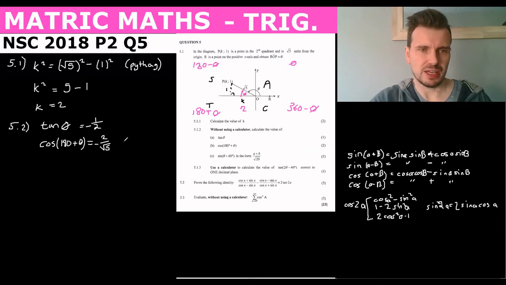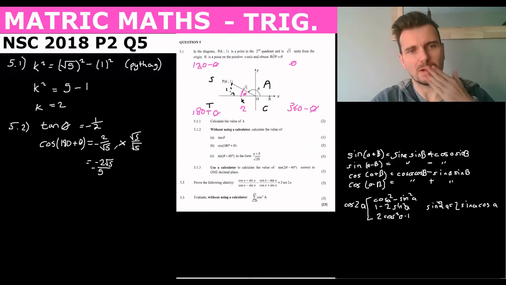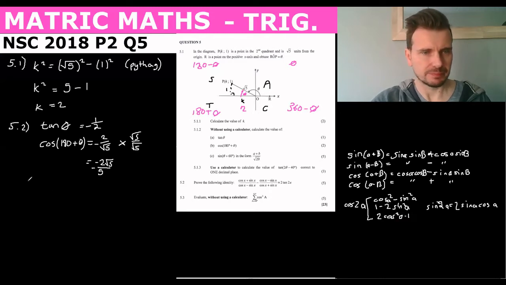Sometimes they want you to rationalize the denominator. They're not that strict these days, because they are looking for marks. But we can do that, and it's just a matter of saying then negative 2 root 5 over 5. So this is rationalizing the denominator, meaning they don't want a surd in the denominator. Okay. So this was 5.1.2, and this is A and B.